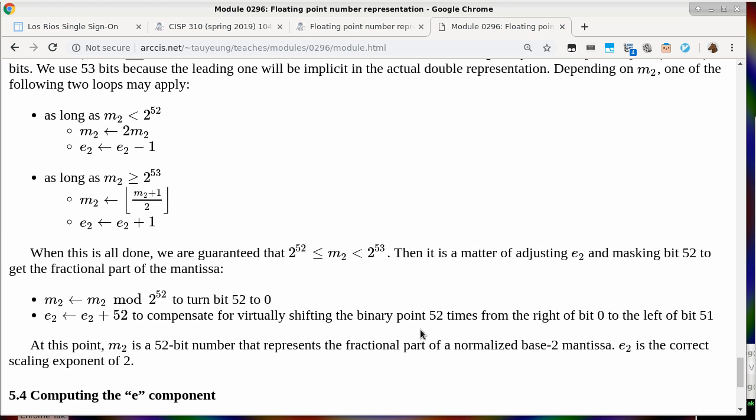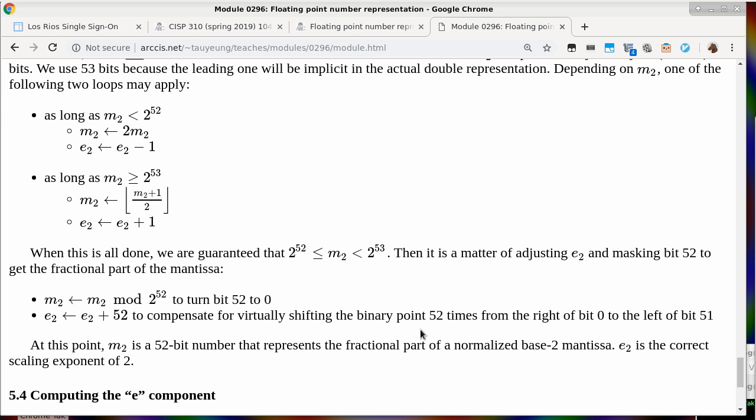So we look at the bottom part here. And it says, as long as M2, which is the mantissa that we have at this point, is less than 2 to the power of 52, which is what we need to fill up that mantissa, we want to double M2 and decrease the exponent of 2. If it is greater than or equal to 2 to the power of 53, which means we got too many digits, then we have to divide M2 by 2 and then increase the exponent of 2. So we are basically adjusting things to make it fit the mantissa that we want. Are we still doing okay so far with this?